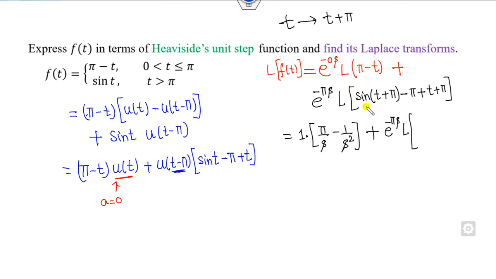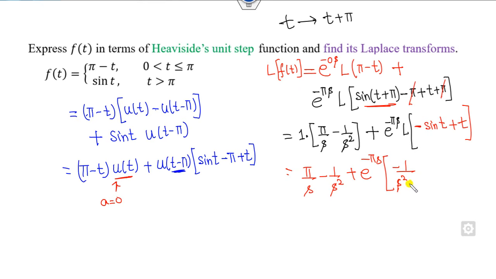Laplace of sine of (pi plus t): it lies in the third quadrant, so it will be negative. It's sine of t, so this pi will be cancelled out, plus t. So what is the answer of this? Pi over s minus 1 over s square, plus e raised to power minus pi s. Laplace of the sine will be minus 1 over s square plus 1, and Laplace of t will be 1 over s square. This is the right answer of this problem.